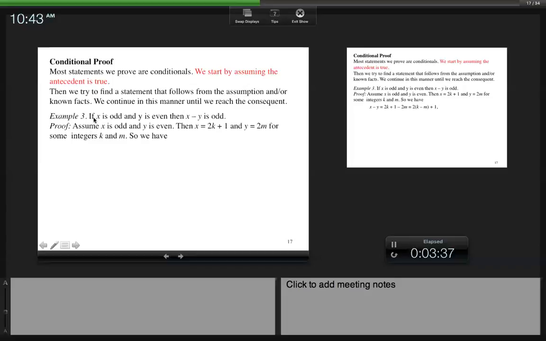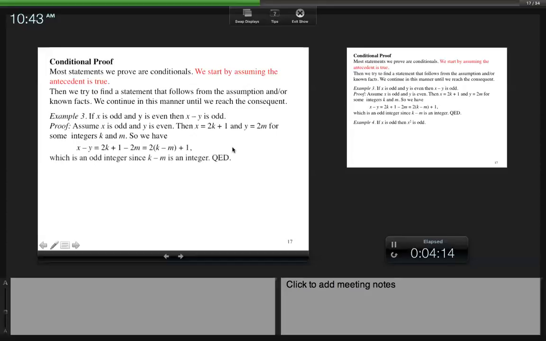so what you can do is you can simply assume the antecedent is true. So let's say assume that X is odd and Y is even. Okay, so now what do you do? You can express X and Y in terms of two different integers. If X is odd, you can express X as 2 times K plus 1, and Y you can express as 2 times M. Now, what we need to show is that X minus Y is odd. So you express X minus Y in terms of this: 2K plus 1 and 2 times M.